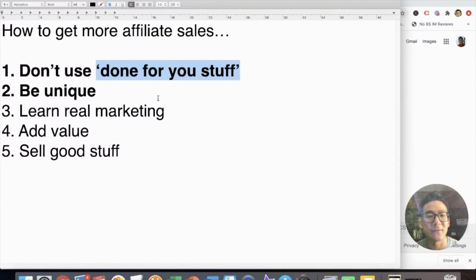I've seen this product 5 times. Then they're not going to want to buy. So the way around that is to be unique, okay? So how do you be unique? Well, it's very simple. All you need to do is inject yourself into the marketing process.